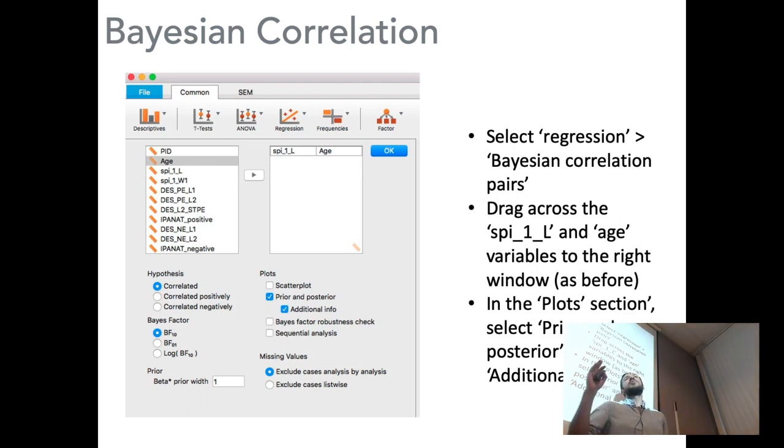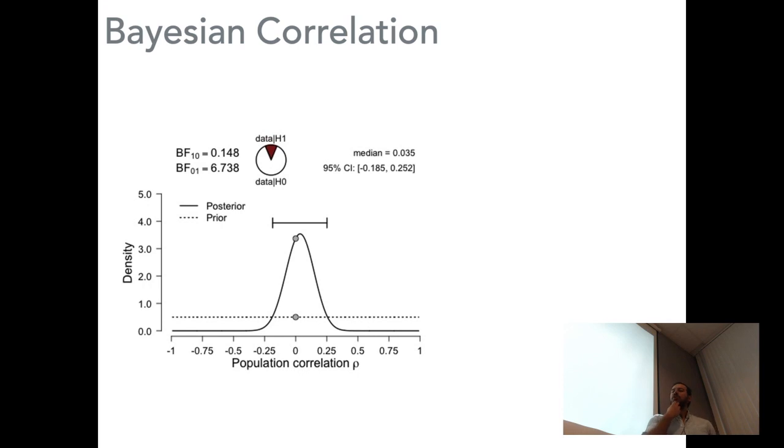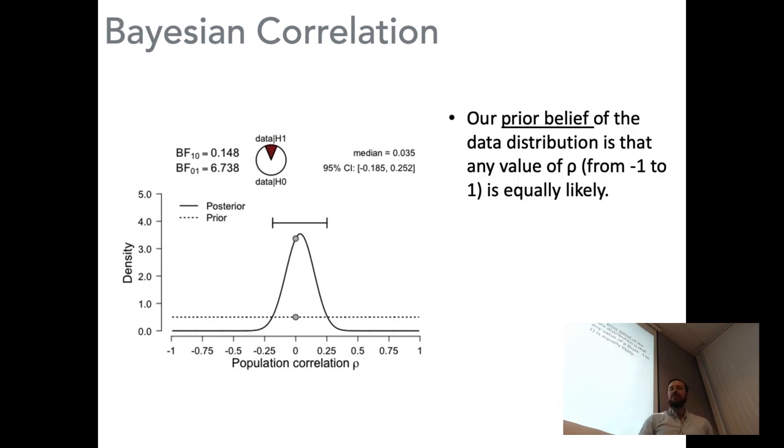You're dragging across both age and spirituality, and then in the plot section, you want to select prior and posterior and additional info, because that's going to give you some nice additional information, and leave the other settings as is. So this is the output that it gives you.